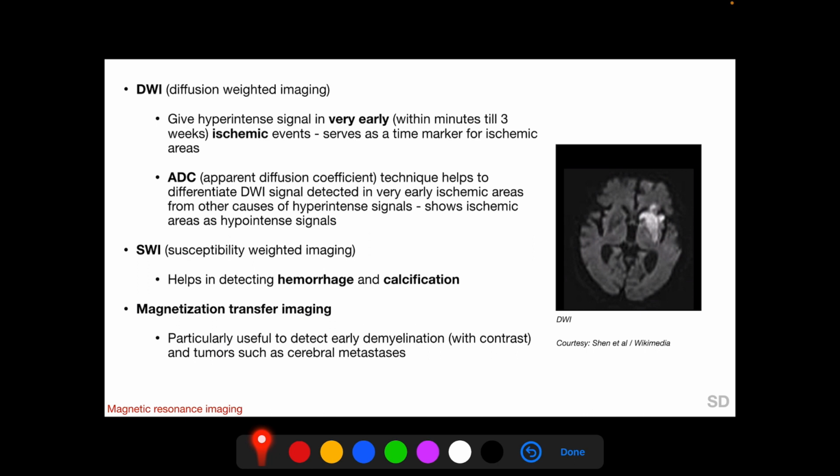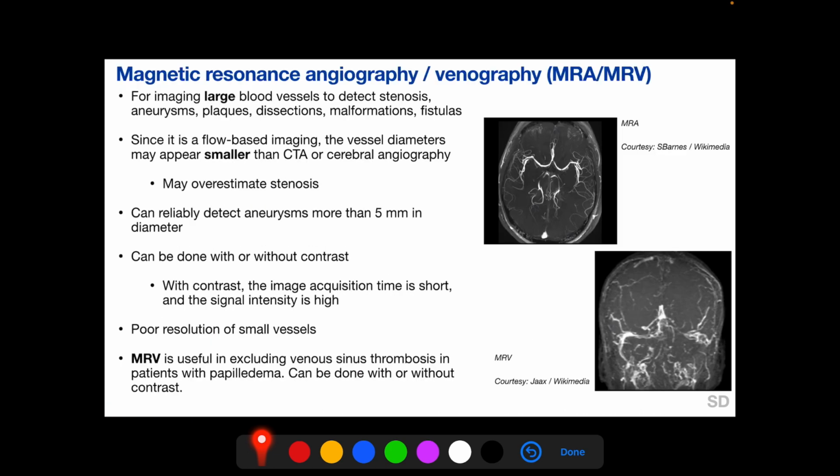SWI, also called susceptibility weighted imaging, helps in detecting hemorrhage and calcification. And we have magnetization transfer imaging, particularly useful to detect early demyelination and tumors such as cerebral metastasis. Coming to magnetic resonance angiography and venography, it is meant for imaging large blood vessels to detect vascular pathology such as stenosis, aneurysms, plaques, dissections, malformations and fistulas.